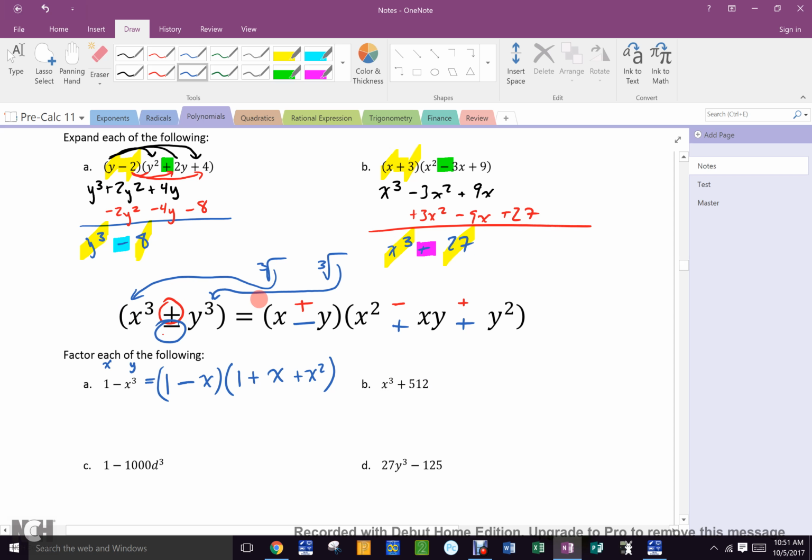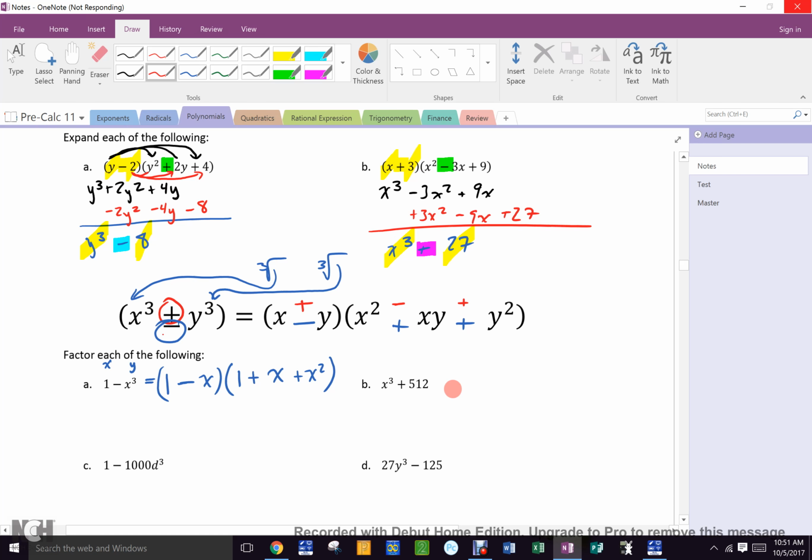Is it going to follow the red line or the blue line? The red line. How do you know? Because it's a sum of cubes, right? So let's go ahead and do that. It's going to be the cube root of that. What's the cube root of that? X.